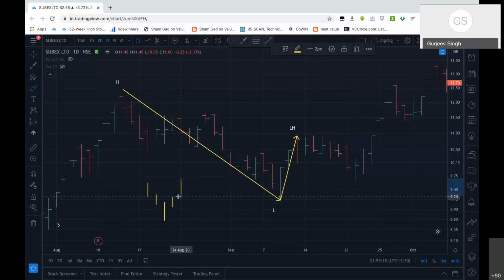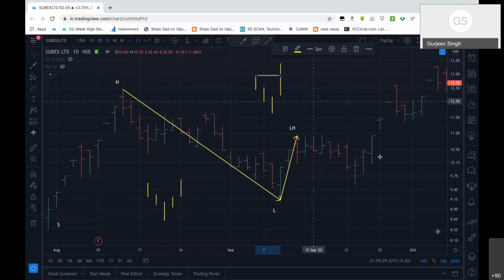Okay, this is a pattern I'm finding. In such a pattern, if my fourth bar crosses the high of my first bar, this becomes invalid. This is my first bar, this is my second, this is my third, and this becomes invalid. Got it?